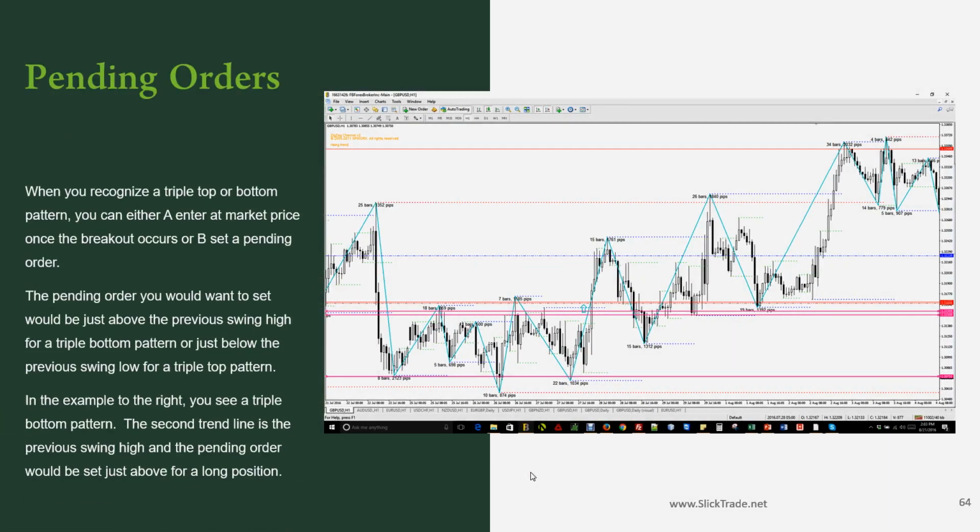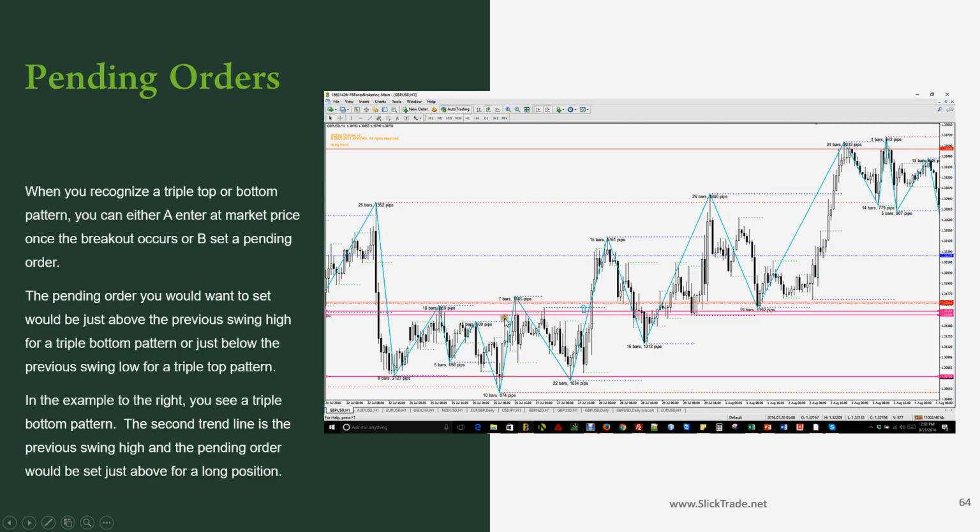Your pending orders. Okay, when you recognize a triple top or bottom pattern, you can either A, enter at market price once that breakout occurs, or B, set a pending order. The pending order you would want to set would be just above the previous swing high for a triple bottom pattern, or just below the previous swing low for a triple top pattern. Okay. In the example to the right, you see a triple bottom pattern, the one that I just showed you in the previous example. The second trend line is the previous swing high, and the pending order would be set just above for a long position.